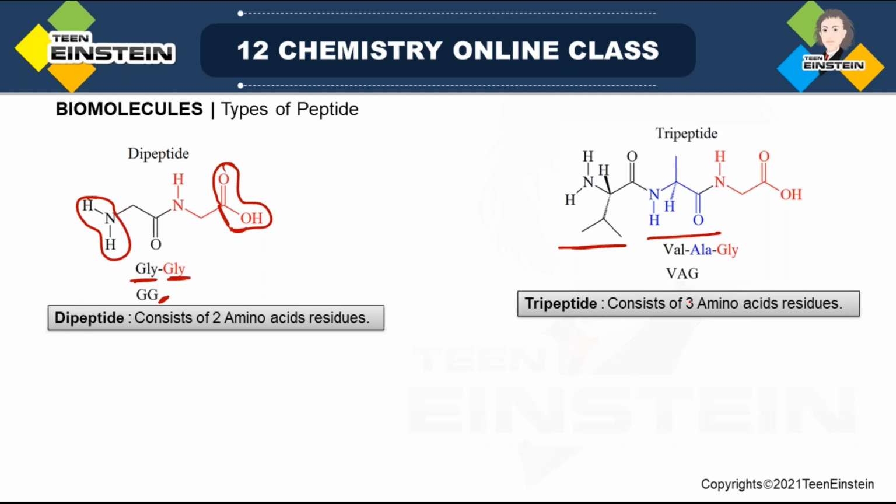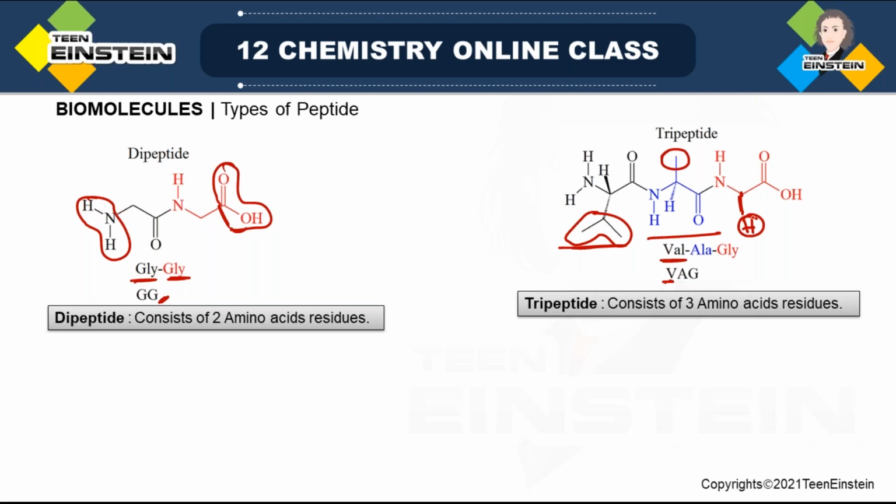So the first amino acid is VAL. VAL, single letter if you are writing, it will be V. Then ALA, then hyphen GLY. So the black one is basically valine, and valine R group is Me2CH. So see, 2 methyl group and then CH. Then for alanine, the R group is simply methyl. And for GLY, the R group is H. So these are the 3 R groups present.